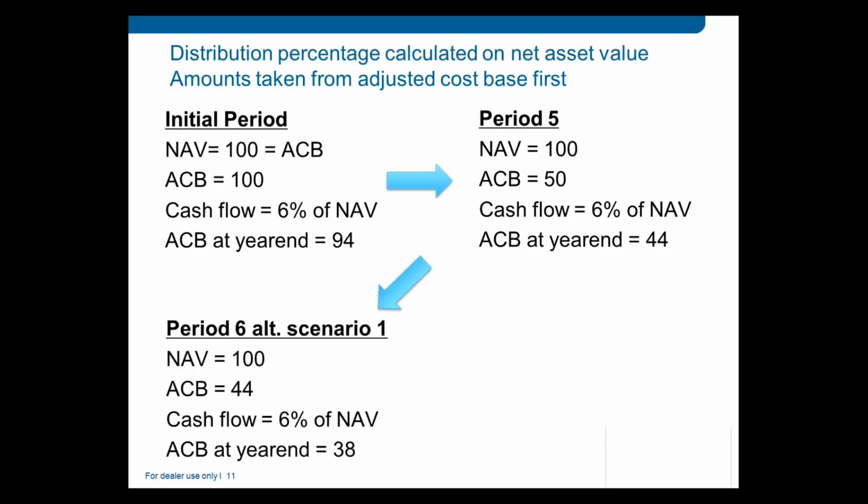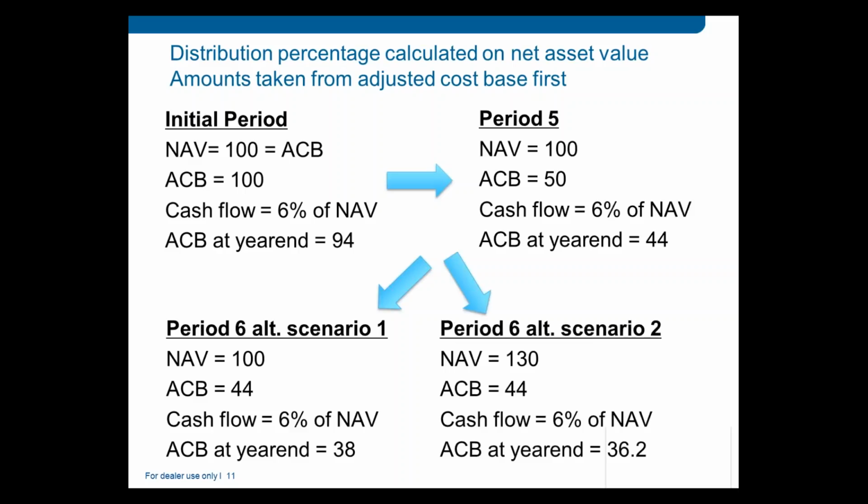Let's look at what happens the following period in one of two scenarios. In scenario 1, the net asset value remains $100, which means the client is taking out 6%, but the fund's earning about 6%. The adjusted cost base at the end of the year would be $38. But what happens if the net asset value goes to $130 instead of $100?